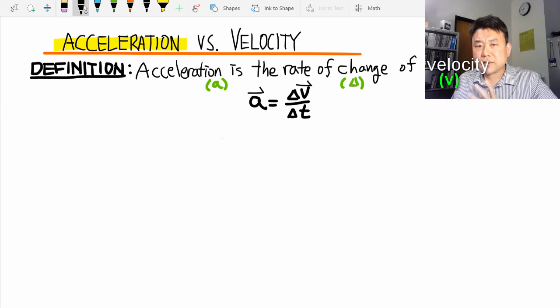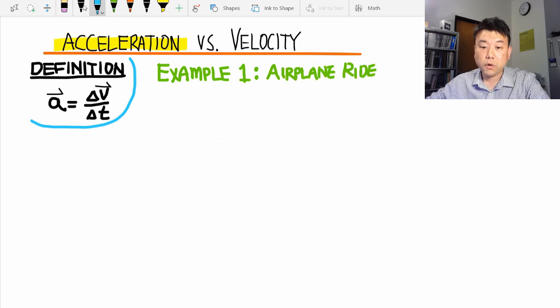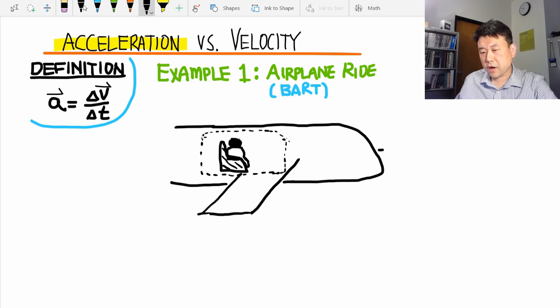All right, let's start out with some examples. I think it'll be useful to start out with an example where there is motion, but you don't quite feel it. A good example of that is an airplane ride. Or if you've never been on an airplane, you can imagine a BART or subway ride. So imagine you are in an airplane. You know that the airplane is moving very fast.